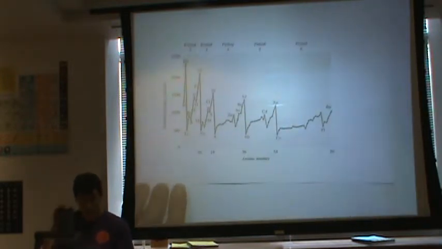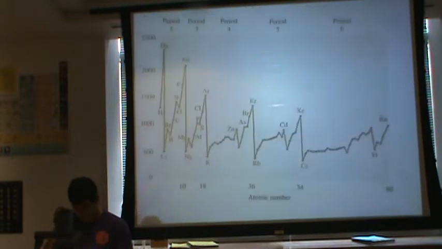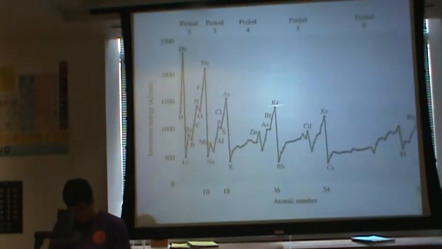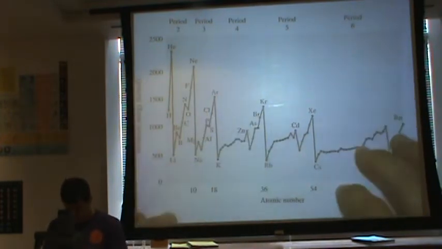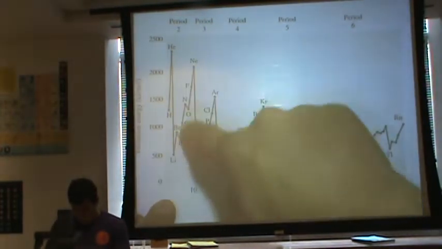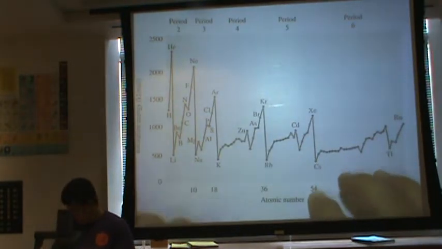So let's talk about some trends on the periodic table. I unfortunately did not print this out. This is from your textbook. This shows ionization energies, a trend for the periodic table itself. You'll see that we're going up and down a lot. We're going to talk about a couple of trends right here.